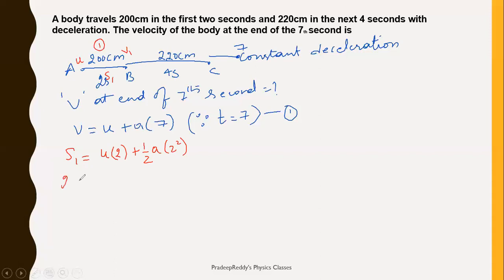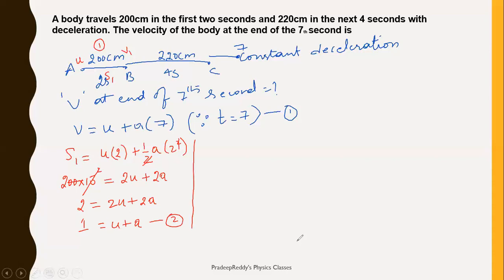It is 200 into 10 power minus 2, which is equal to 2u plus 2 square by 2 times a, so this 2 gets cancelled. It is 2a. There are 2 zeros, and this gets cancelled. So it will be 2 is equal to 2u plus 2a. The 2 on both sides gets cancelled. So it is 1 is equal to u plus a. This is equation number 2.